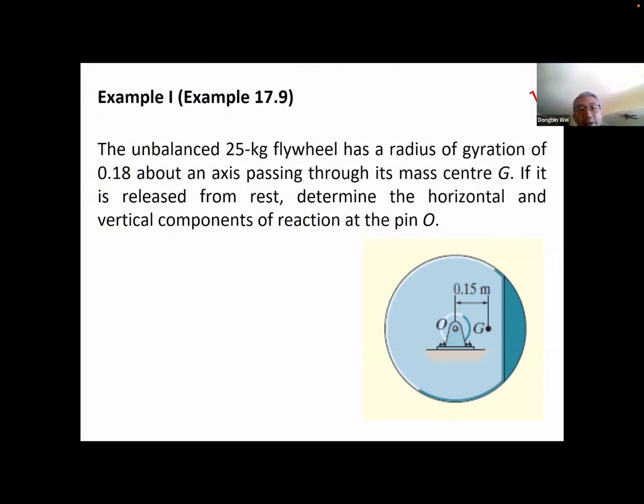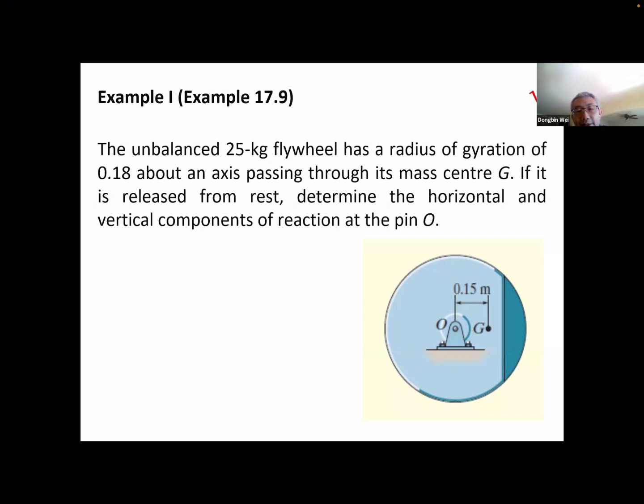And we already know the radius of gyration. So that means we can easily use this radius of gyration to calculate its MMI about the axis through the mass center point G. Initially, if you connect O and G, the line connecting O and G should be horizontal. Initially, this flywheel was at rest.